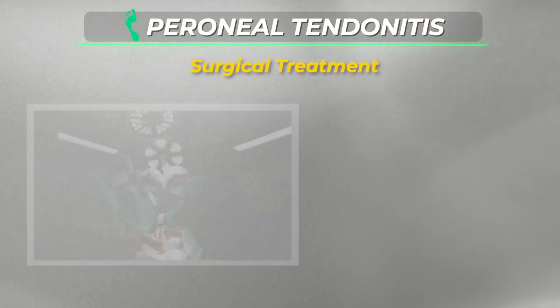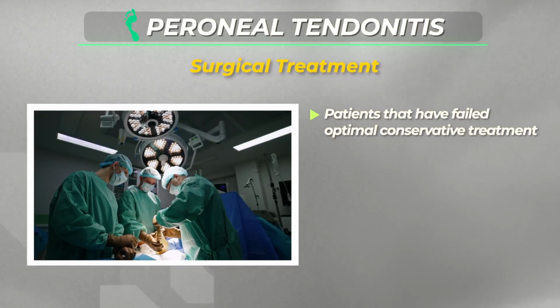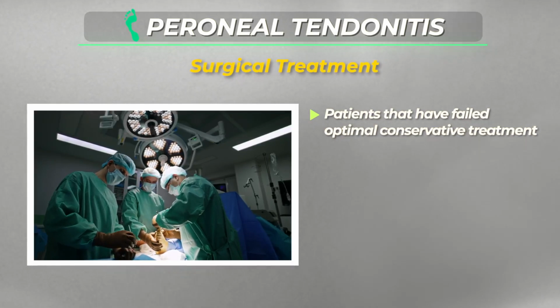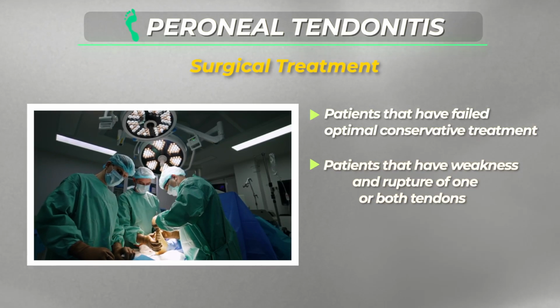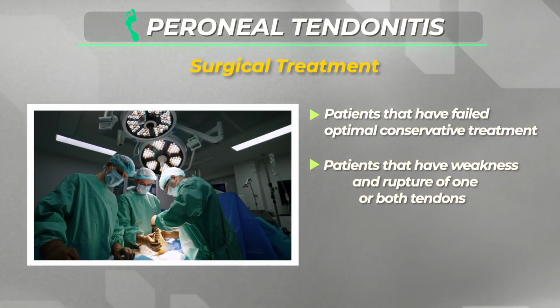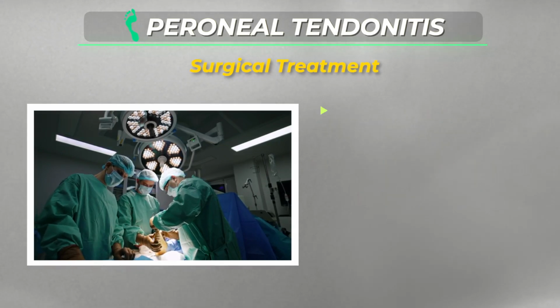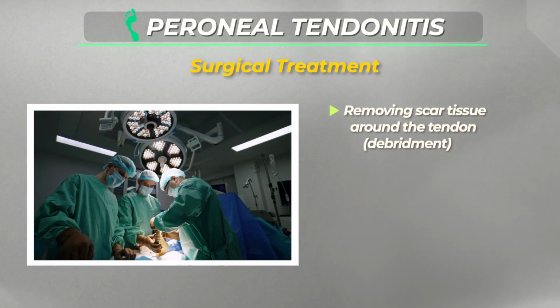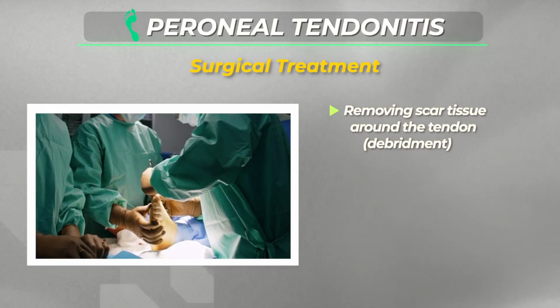Surgery for peroneal tendonitis is reserved for patients that have ongoing symptoms in spite of optimal conservative management, or patients who have clear weakness with an associated attritional rupture of one or both of the peroneal tendons. Surgery usually involves cleaning out the tendons by removing scar tissue that forms around the tendon. This cleanup procedure is called a debridement.